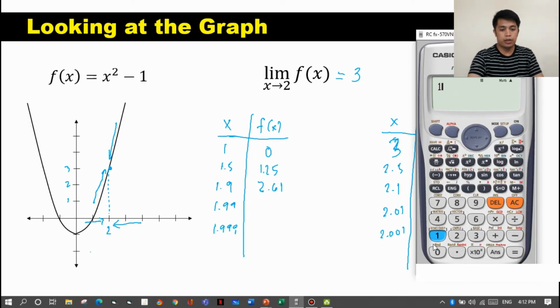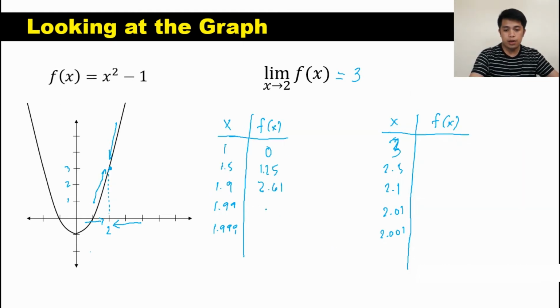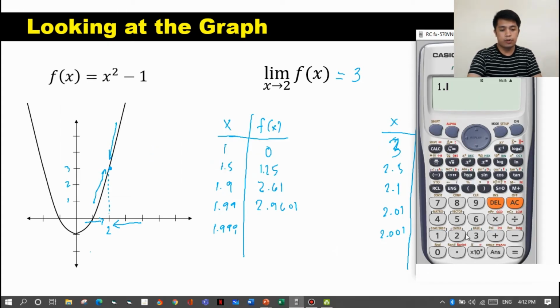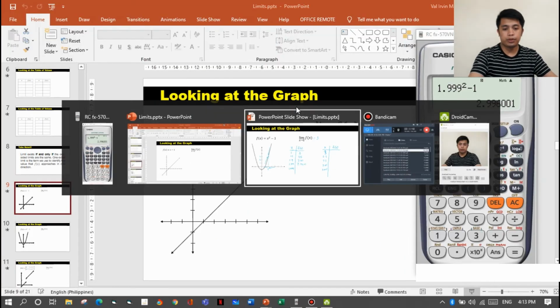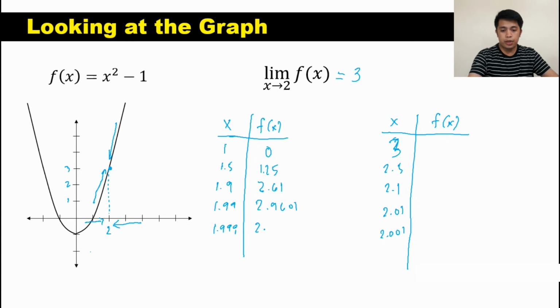Then, 1.99 squared minus 1, 2.9601. And then, last, 1.999 squared minus 1. We have 2.996001. Dito sa pikas nga side, we have 3 squared, which is 9, minus 1, naa tay 8.